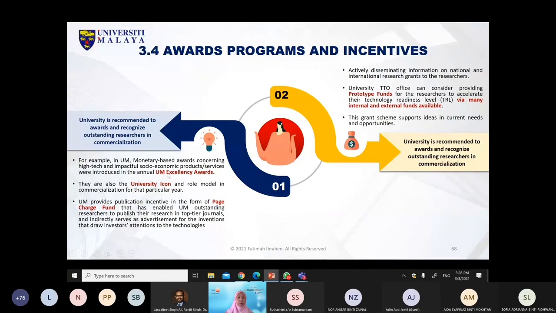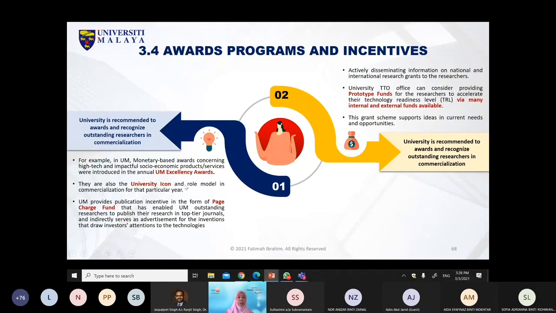So for University Malaya, we have a special award. They call it monetary, so they give money to you based on the award concerning your high-tech and impactful social economic products and services introduced annually. We call it the UM Excellent Awards. Then this person has to become the university icon and role model.